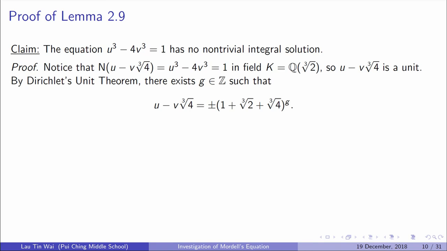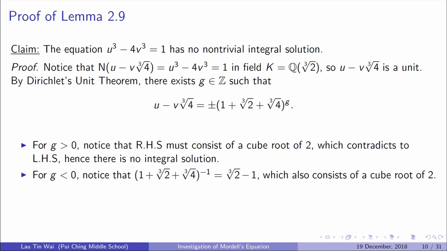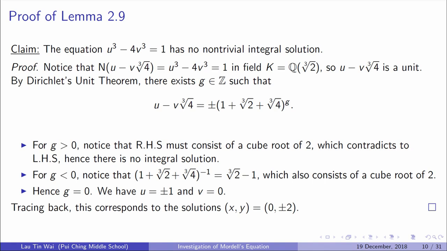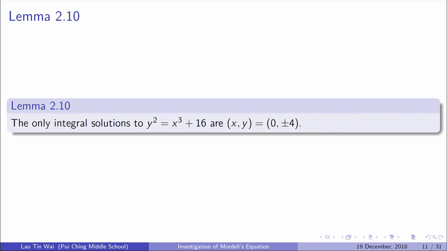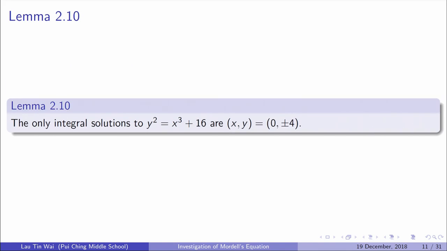So I can turn back to our attention. The proof is, notice that u minus v times the cube root of 4 is a unit, so I can use Dirichlet's unit theorem to express it as shown. If g is bigger than 0, notice that the right-hand side must consist of a cube root of 2, which contradicts the left-hand side. So there's no integral solution. Similar for g less than 0. So g equals 0, and this corresponds to x, y as 0 and plus or minus 2. The next lemma is k equals 16, which is straightforward using the motivation.